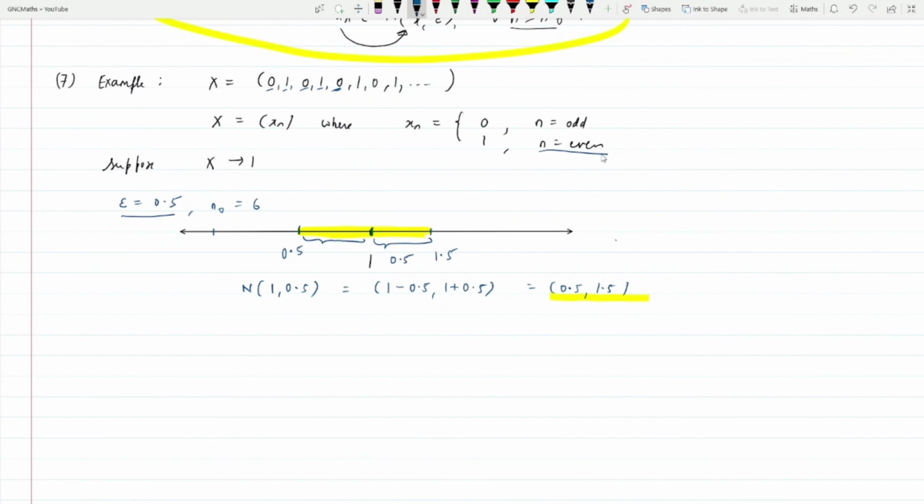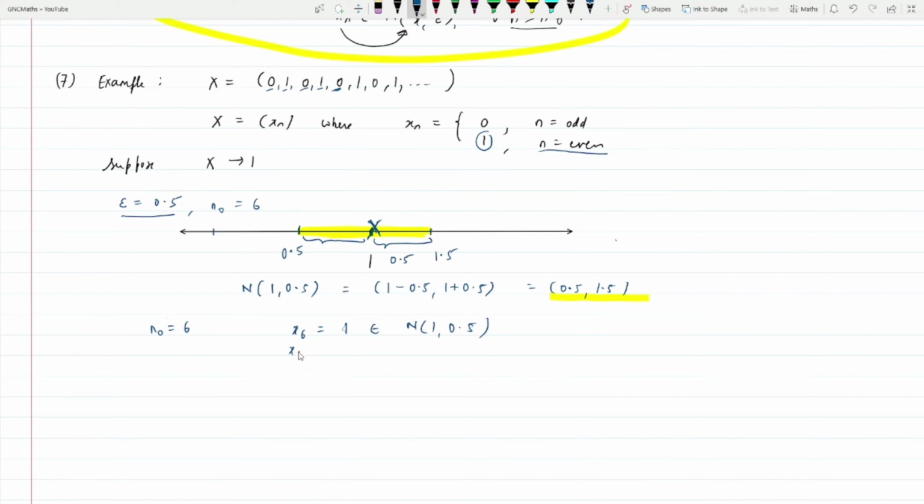Since 6 is an even number, the sixth term is 1, which is very well inside the neighborhood. So you can see that x6 equal to 1 is contained in the neighborhood centered at 1 with radius 0.5, and we are choosing n naught equal to 6. Now what happens when you take the next term?